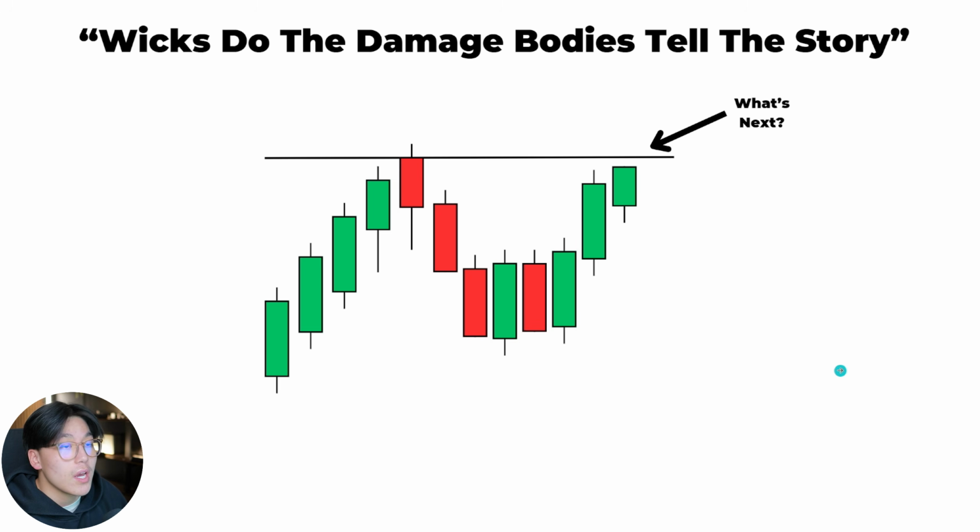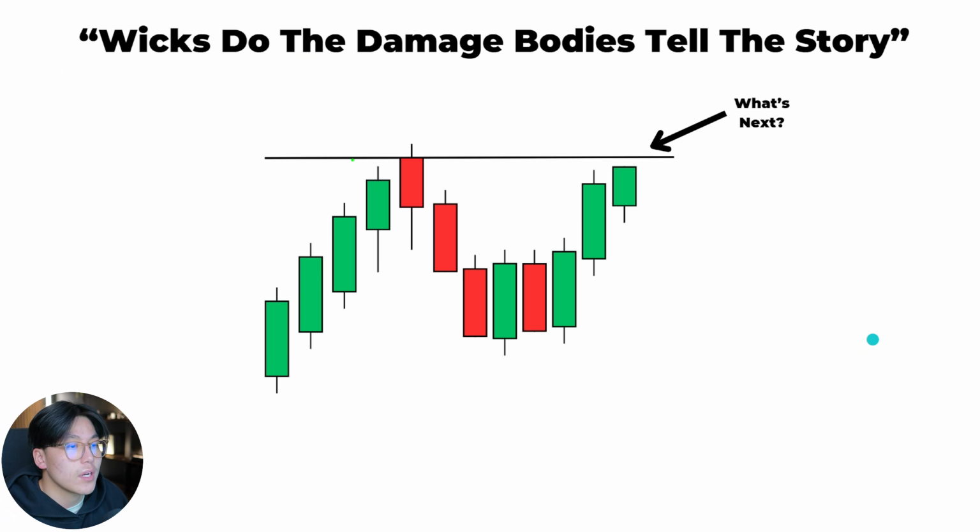What else matters? What else matters is how the candle closes. And one of my favorite sayings is wicks do the damage, bodies tell the story. So a candle closure is one of the most important things when understanding how candles form, because the close of the candle is very important. The open of the candle doesn't matter as much. What matters is the actual candle close. So the candle close is always going to be the most important thing.